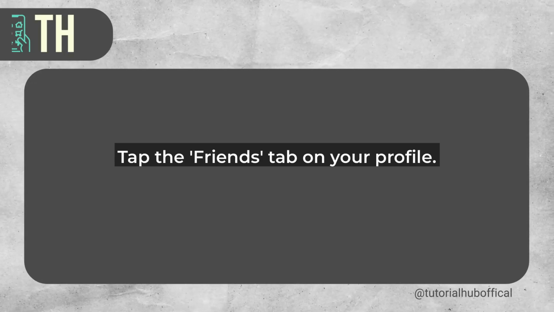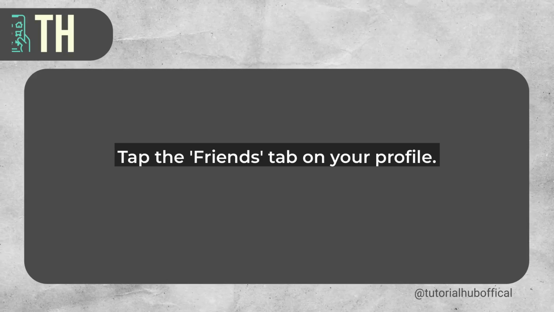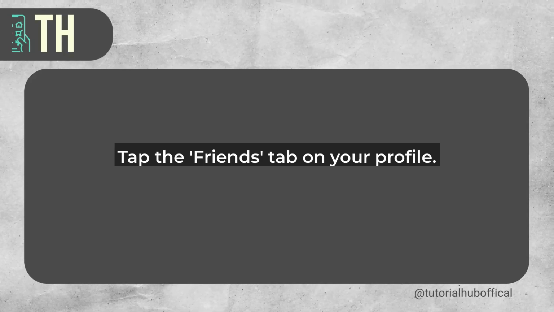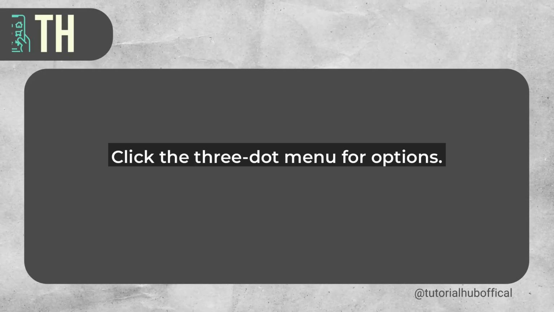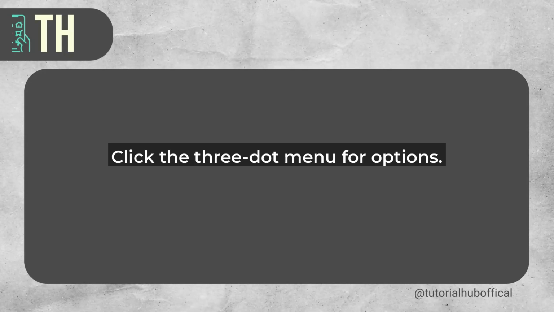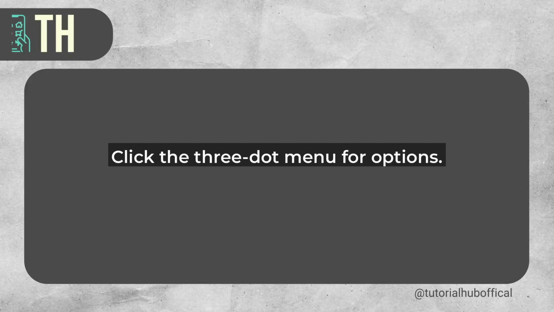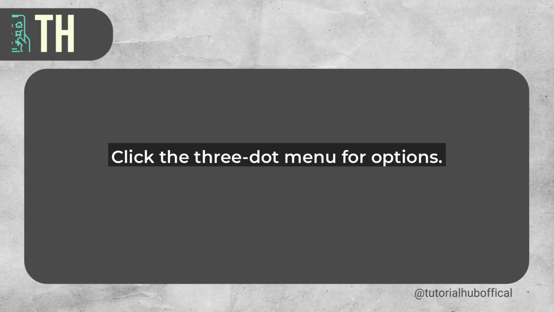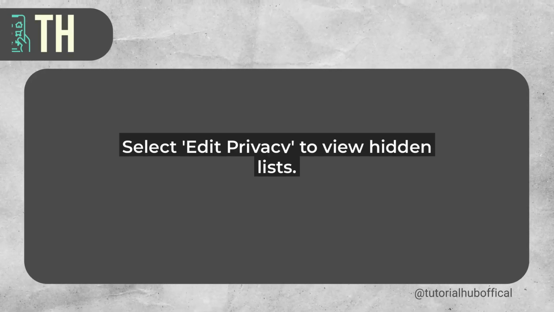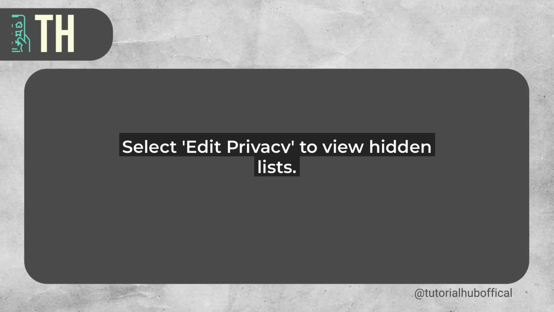Now, scroll down or tap the Friends tab, usually located near the top under your cover photo. If the list looks incomplete, don't worry. That's where the hidden parts come in. In 2025, Facebook has made some updates, so look for the three-dot menu icon next to Friends. Tap it and select Edit Privacy or View All. This might reveal options for hidden lists.